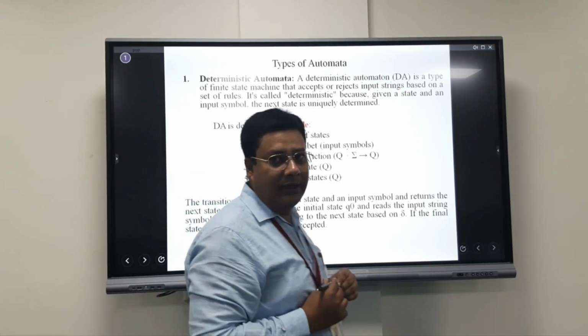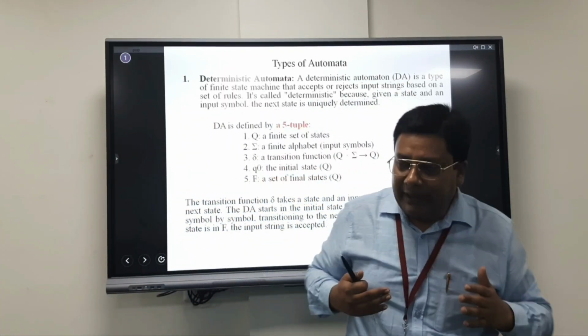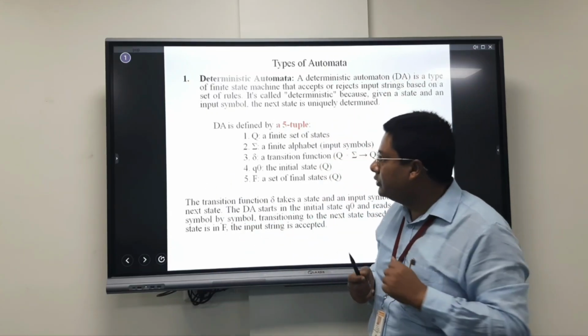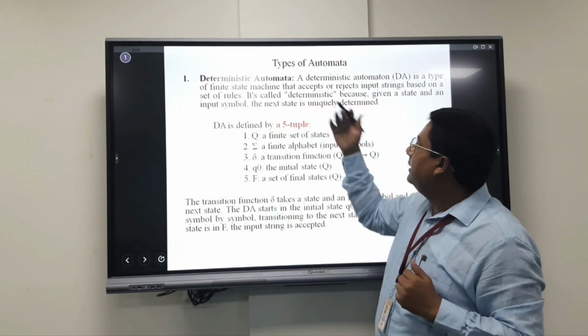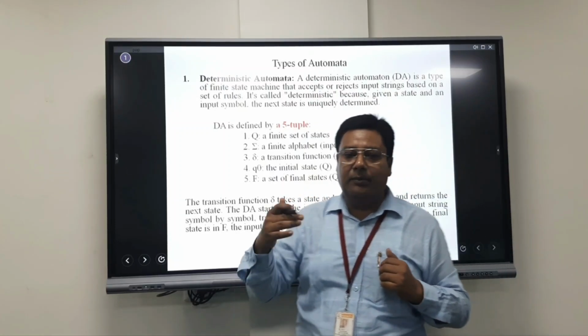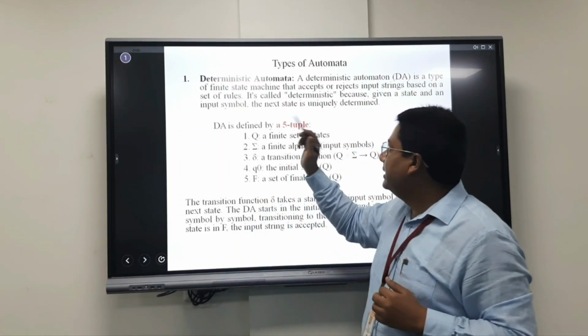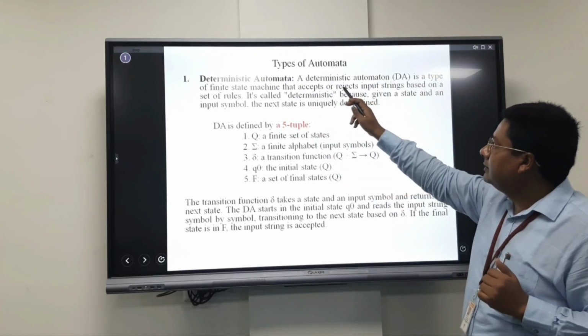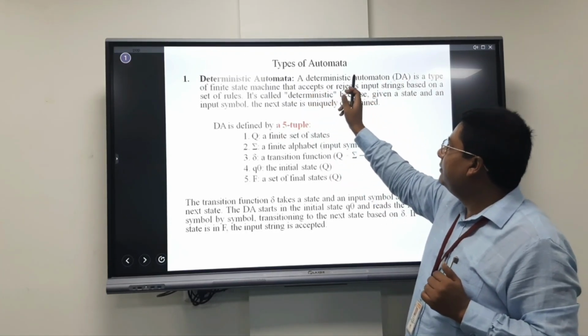Now the automata theory basic definitions are almost over. Now we are considering the types of automata. The first one is deterministic automata. In deterministic automata, what is happening here? The name itself says deterministic.